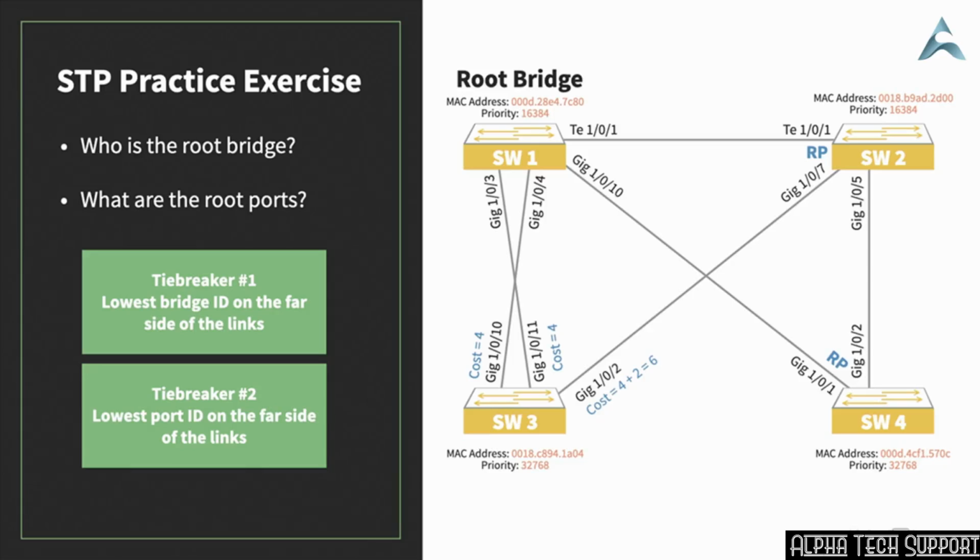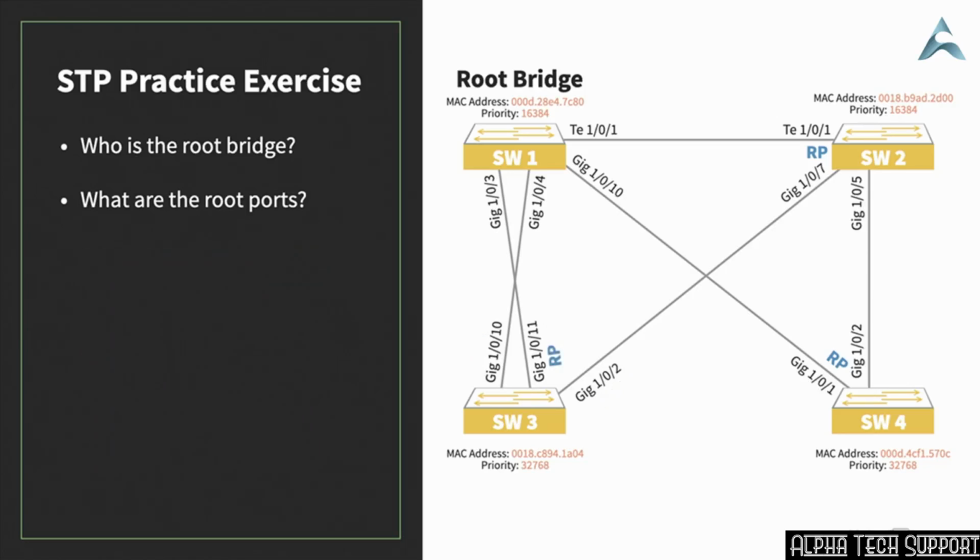Many people look at this and say, oh, I'm going to go with the lowest port ID. That's gig 1/0/10 on SW3. But it's not the port ID on the local switch. It's the lowest port ID on the far end switch. And the lowest port ID on the far end switch into which we're connecting is gig 1/0/3, and that connects to gig 1/0/11 on switch SW3, so that is going to be our root port.